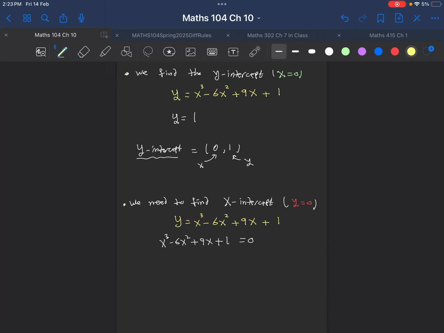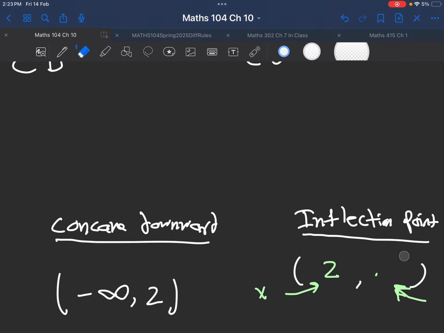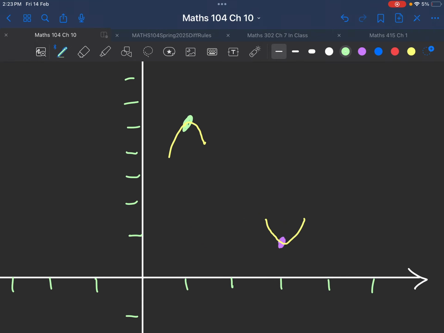Now remember, at 2 and 15, just let me check if we really get 2 and 15. Oh, sorry, for the inflection point, I made a mistake here. This is not 2 and 15, this should be 2 and 3. We suspected that from the graph, so 2 and 3 is the inflection point. So at 2 and 3, which is this point, the function has to go from concave downward to start going upward. And then all you need is to carefully join them.